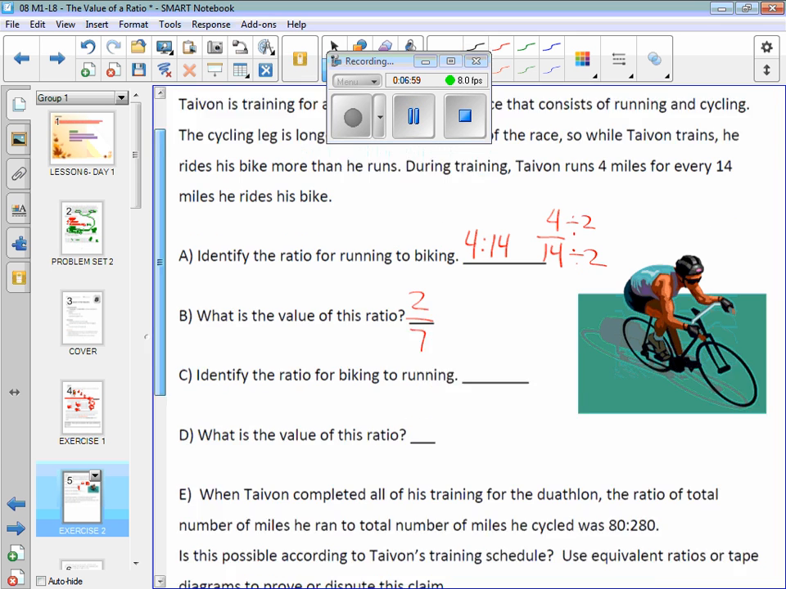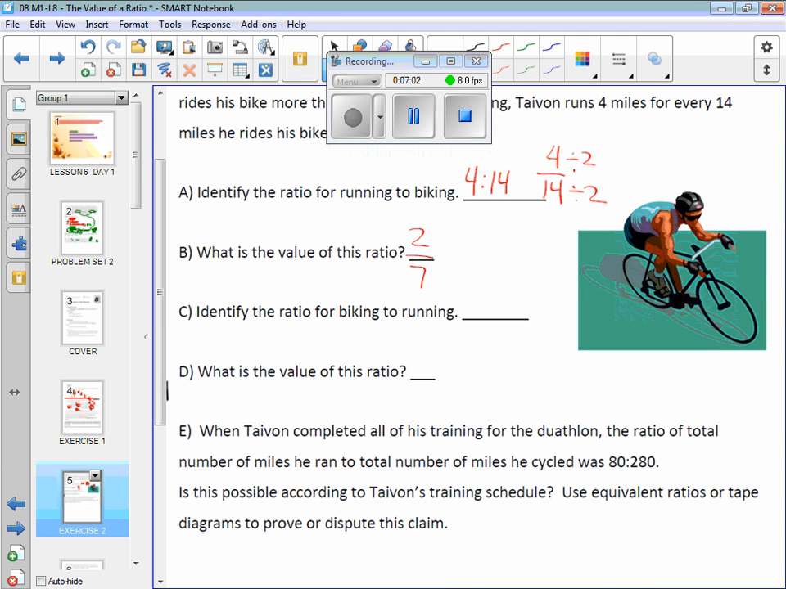For C and D, let's not make it any more difficult than it needs to be. Biking to running, they reverse the label. The original ratio now becomes 14 to 4, which we can also express as A over B, and therefore its value. 2 goes into both, and that's going to create what value of the ratio? 7 to 2. Good.